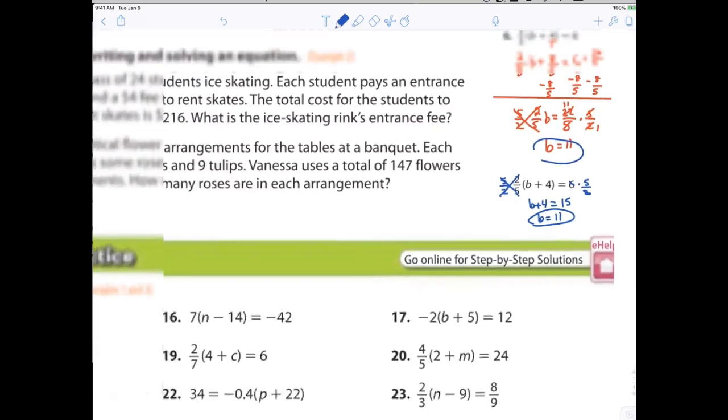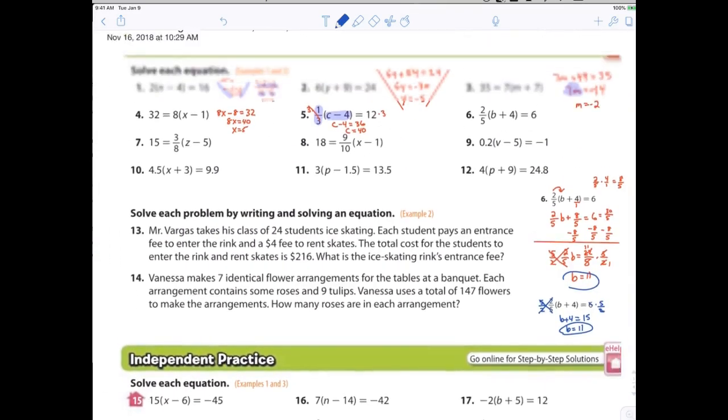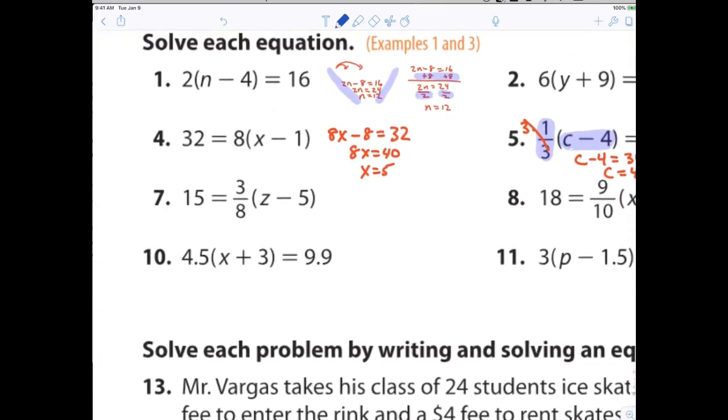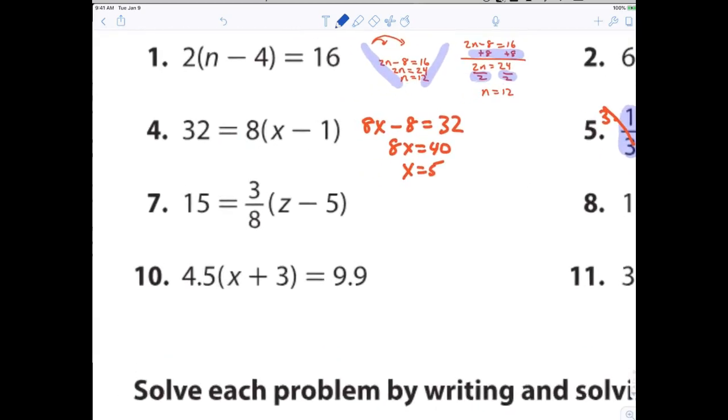Now, because you guys are smart, and that was an excellent observation, I want to go back to some of the previous problems and show you something. Please watch. Look at number one. Now, instead of distributing, what could I do on number one? Yeah, you could do the reciprocal, but this is just times 2, right? So how can I get rid of times 2? Divide by 2. So n minus 4 equals what? 8. And now what? Plus 4.